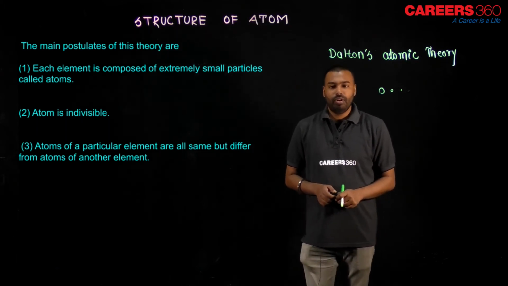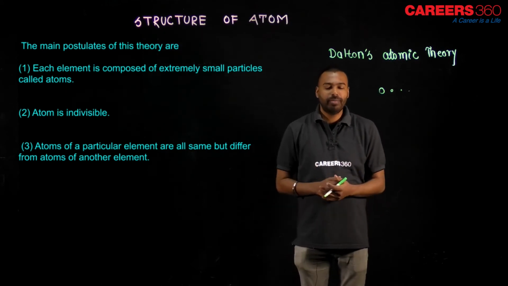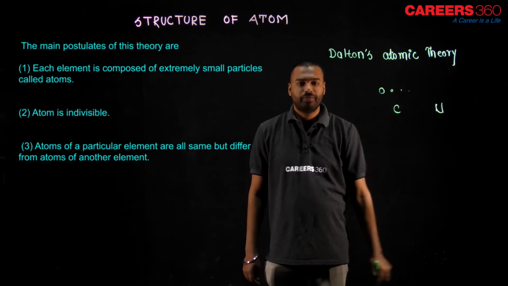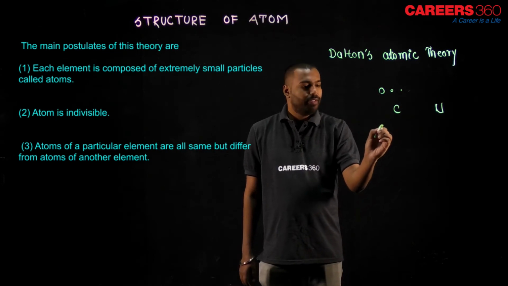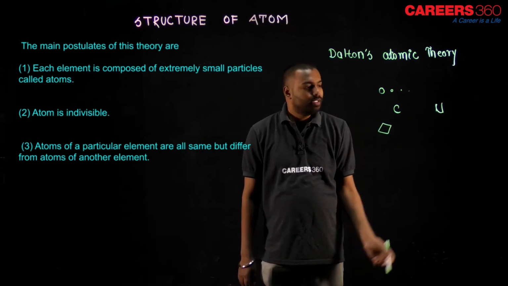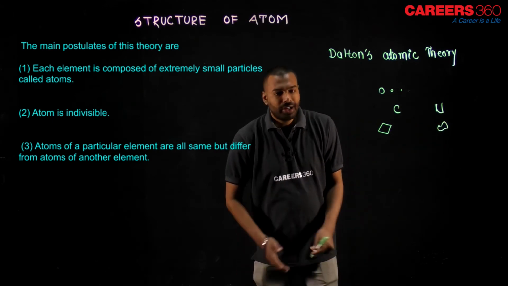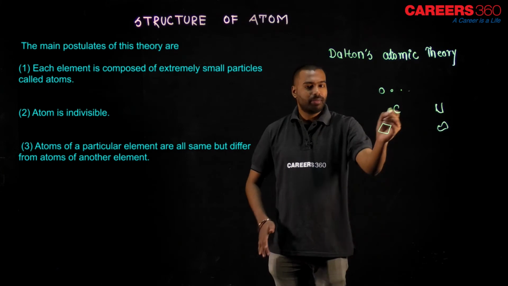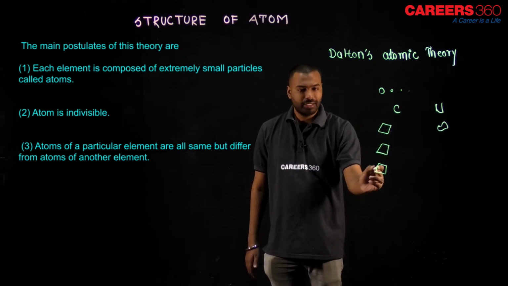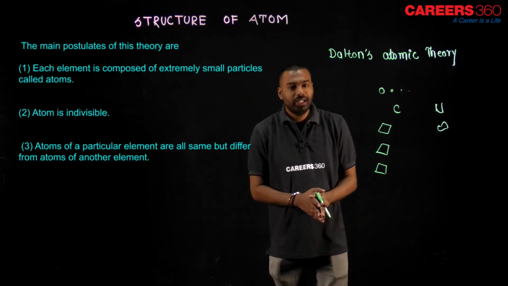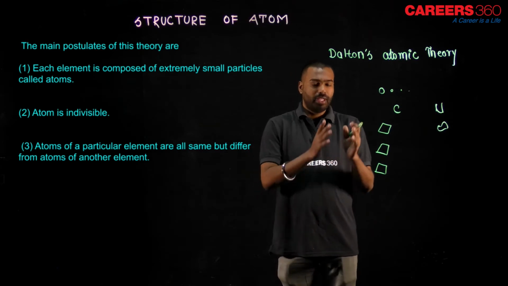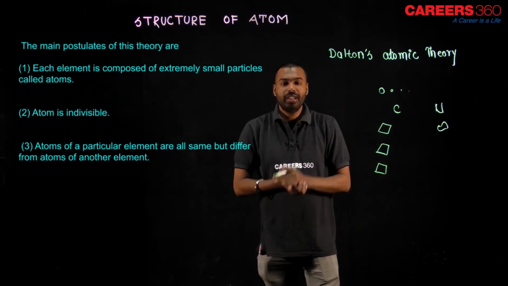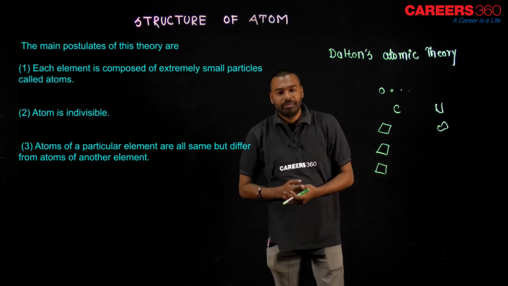Atoms of a particular element are all alike, but differ from atoms of another element. See what it says. Suppose I have a carbon atom and a nitrogen atom. If the carbon atoms are in this shape, the nitrogen atoms are in that shape. I want to say that atoms of different elements are not the same, but atoms of the same element are the same. All the carbon atoms will look like this. I am trying to explain the internal structure. In the same element all the atoms are identical and differ from the atoms of other elements. So, these are Dalton's atomic theory postulates.